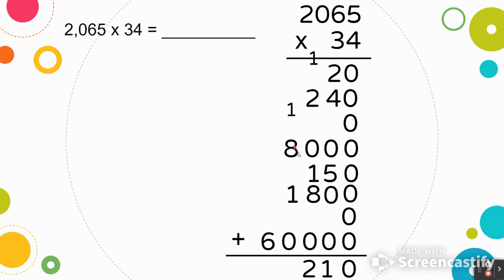1 plus 8 is 9, plus 1 more is 10. 0, regroup the 1 to the 10,000s place. 1 plus 6 is 7. So our product or answer to the multiplication problem is 70,210.